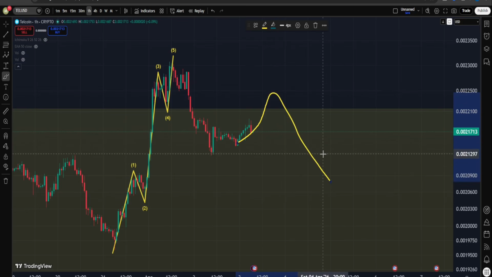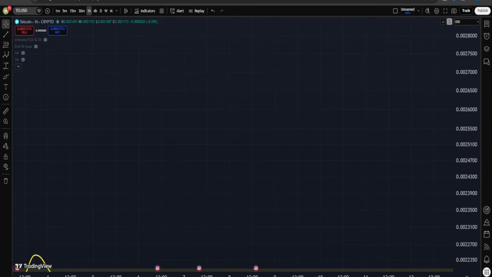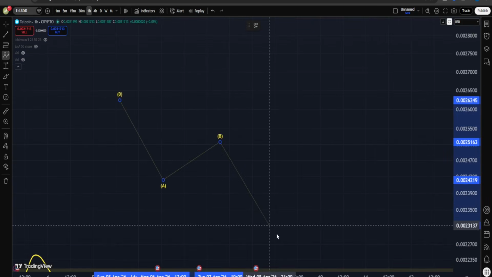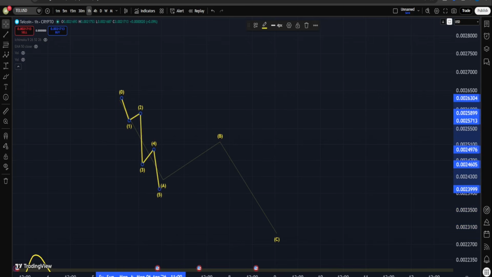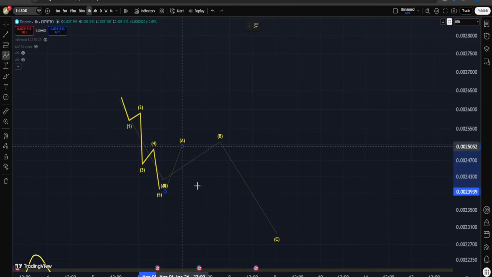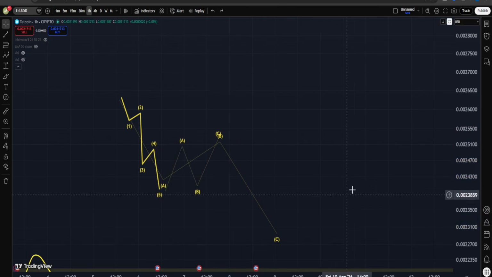Now, why is this important? Because I think these are actually going to be the subwaves for an A, B, C zigzag down, which are going to look like this: 1 2 3 4 5 down into a corrective movement for B. Let's call it an A, B, C this time, and then another 1 2 3 4 5 down into C.